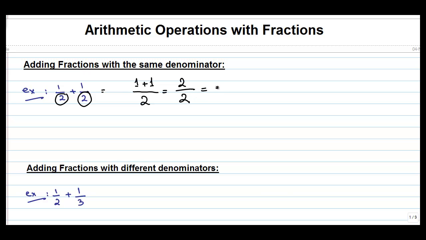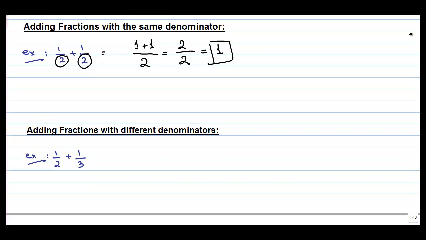2 over 2 would be 1. You know that the numbers we have down are called the denominators, and the numbers we have up here, which is 1 and 1, are called numerators. All right, so it's very simple to add two fractions with the same denominator.